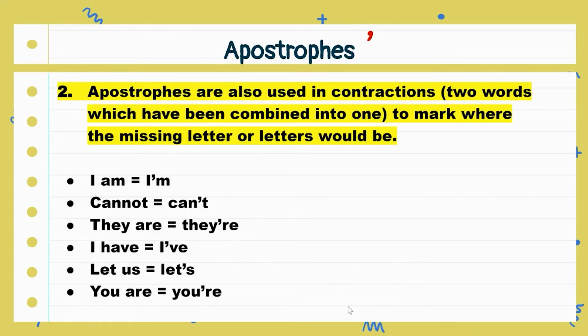Next one, because we take the time, just read faster. And "I am," you can see the apostrophe. "Can't," I have an apostrophe.